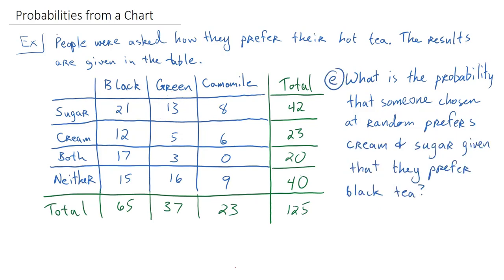Okay, so for part E, we will jump to conditional probability. What is the probability that someone chosen at random prefers cream and sugar, given that they prefer black tea? Now notice here, I changed up the language just a little bit. I'm saying they prefer cream and sugar, but that's going to correspond to our both column.